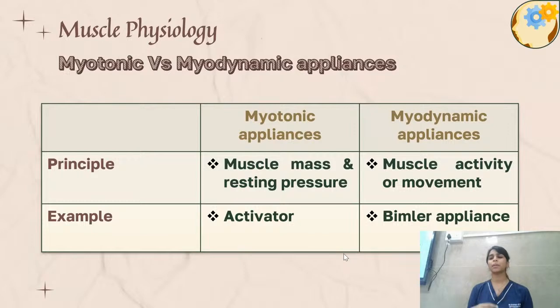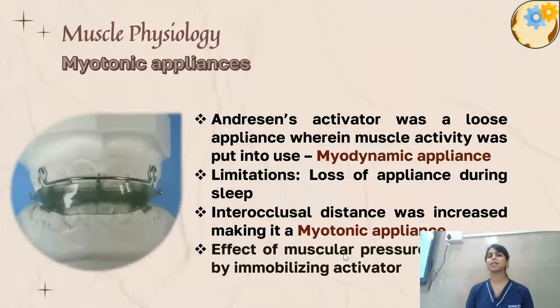Then, if your appliance uses muscle activity or its movement for the action, you call it a myodynamic appliance because it is dynamic. It is using the muscle activity. For example, Bimler's appliance. So let's now first discuss myotonic appliance.